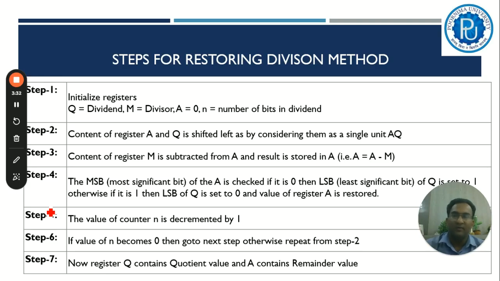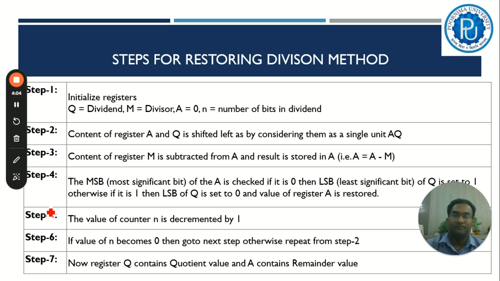Then step two will be like this. First of all, A and Q will be shifted, considering them as a single unit AQ. So first of all, we will shift A and Q towards the left-hand side, considering them as an AQ register. Then step three: the content of register M is subtracted from A and the result is stored in A.